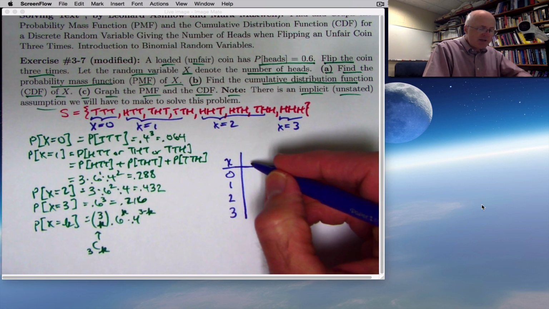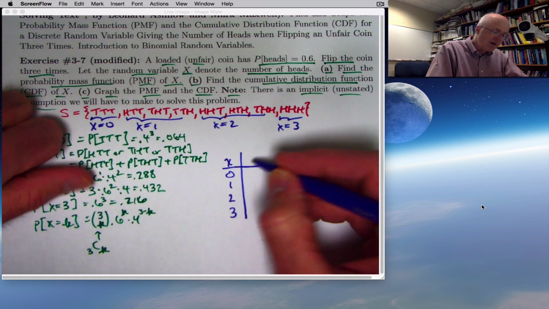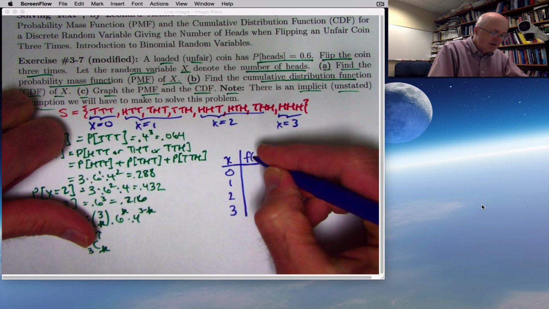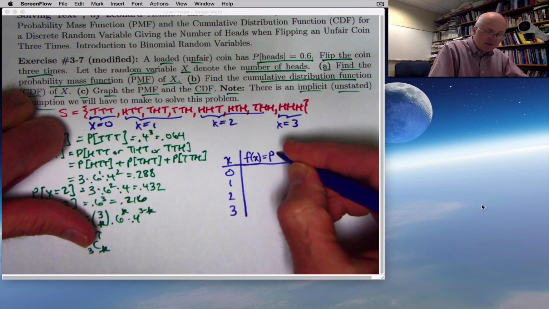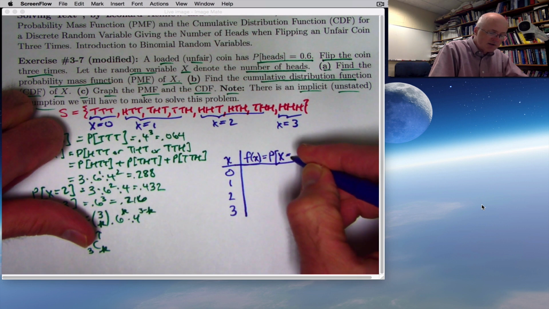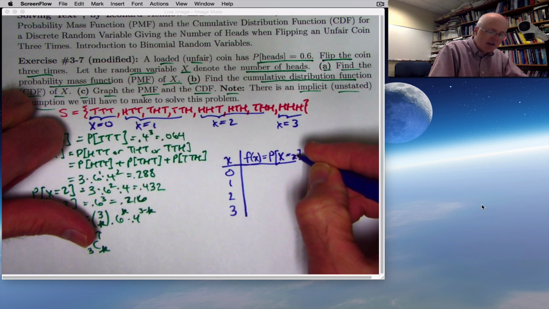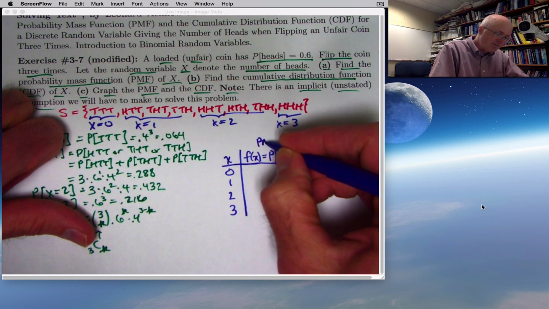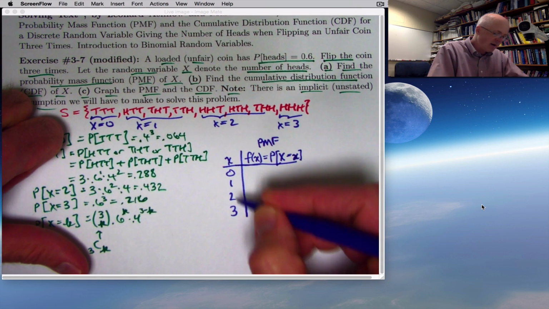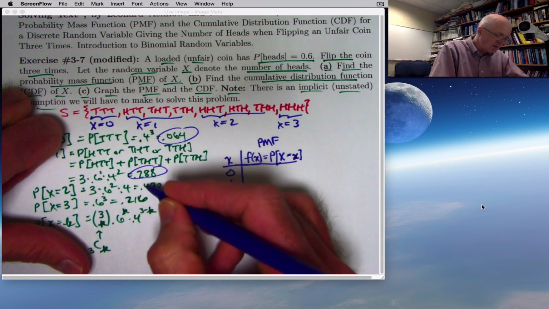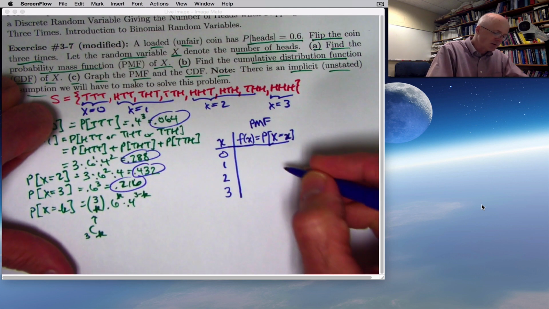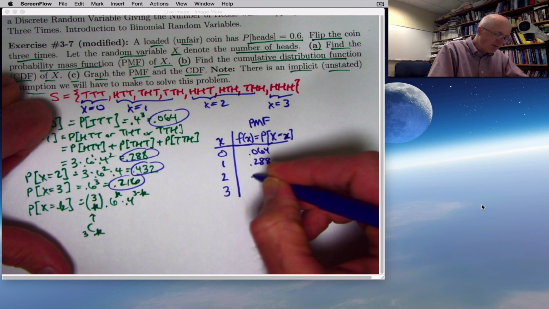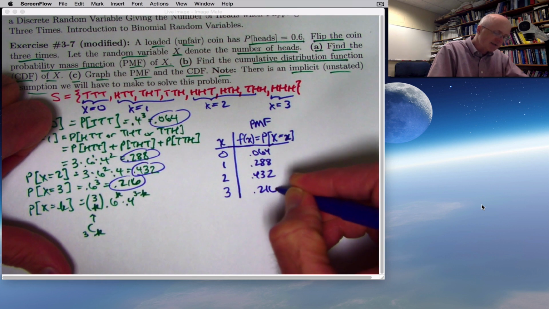In the last couple of videos, I denoted the PMF by little p for the function name. Here I'm going to denote it by little f. It's common to use little f as well. Little f of x represents the probability that capital X equals the given little x. I used little k in previous videos instead of little x. This is the PMF, and its values at 0, 1, 2, and 3 are the values that we found here, these 4 numbers. Just transfer those numbers over to this table: 0.064, 0.288, 0.432, and 0.216. And again, those add to 1.